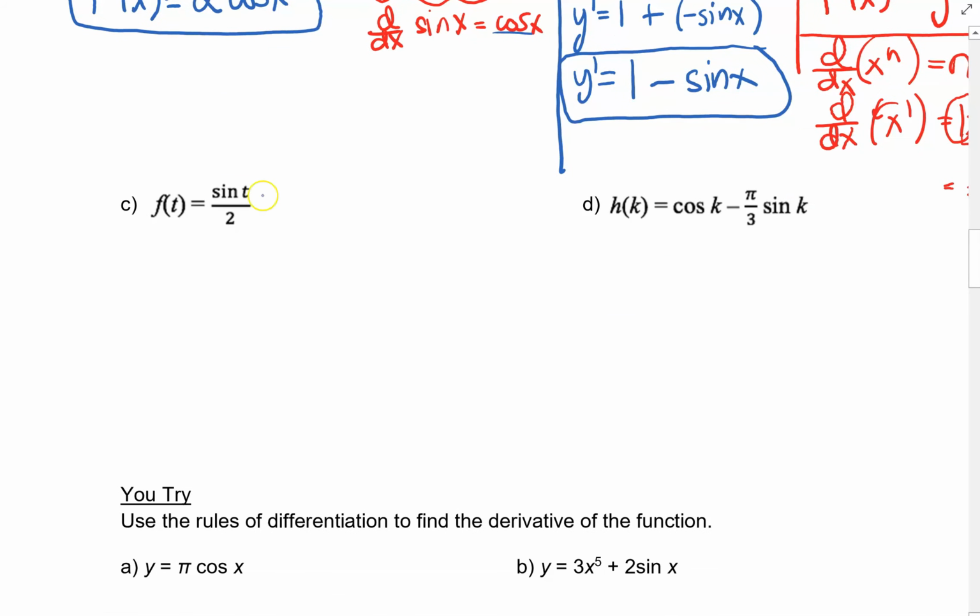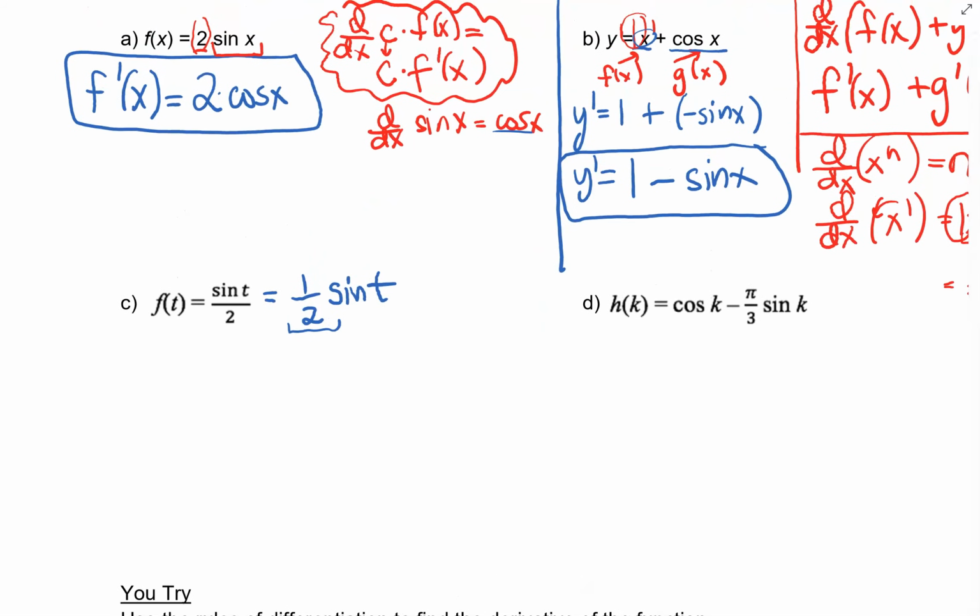With part C, it would probably help to separate this out and think of it as 1/2 times sine of t. Because then you can think of it as a constant multiple. And we're going to use that constant multiple rule again, this one right here. That if you're taking the derivative of a constant times a function, the derivative is just that same constant times the derivative of that function.